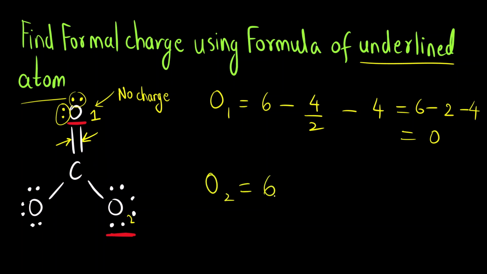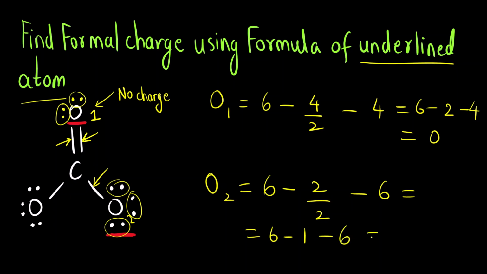O2, how many valence electrons? Oxygen valence electron is 6 minus bonding electrons. There is only one bond formed. So 2 divided by 2 minus, how many lone pairs or non-bonding electrons are there? 2 plus 2, 4 plus 2, 6. So here it will be 6 minus 1 minus 6. So 6 minus 1 is 5, 5 minus 6 is minus 1. So what will be the charge on this? Negative. Okay, so by using the formula and by using the structure, we will get the same answer.